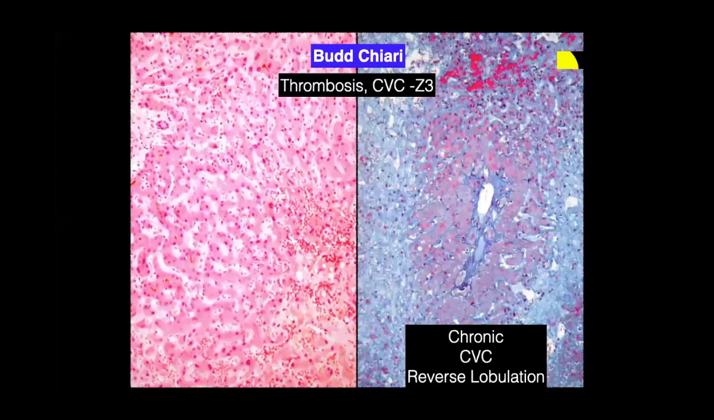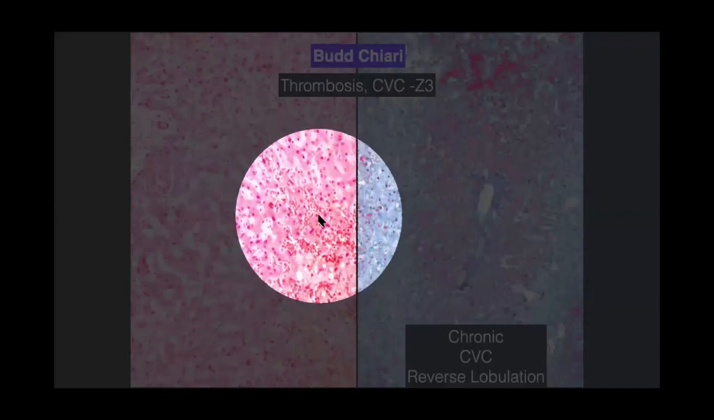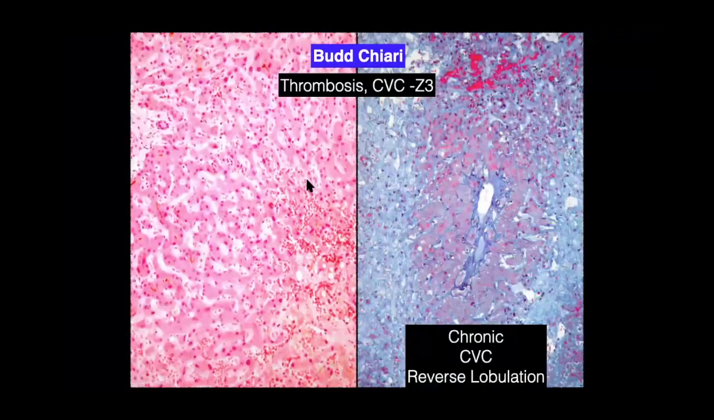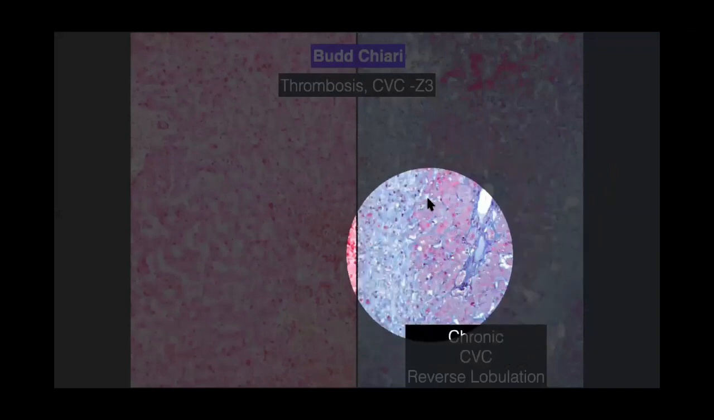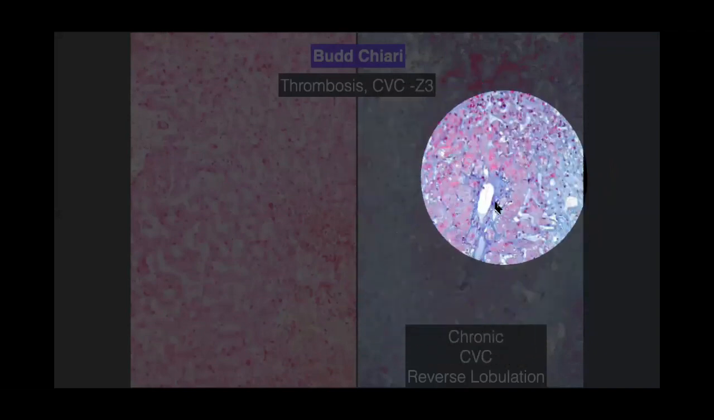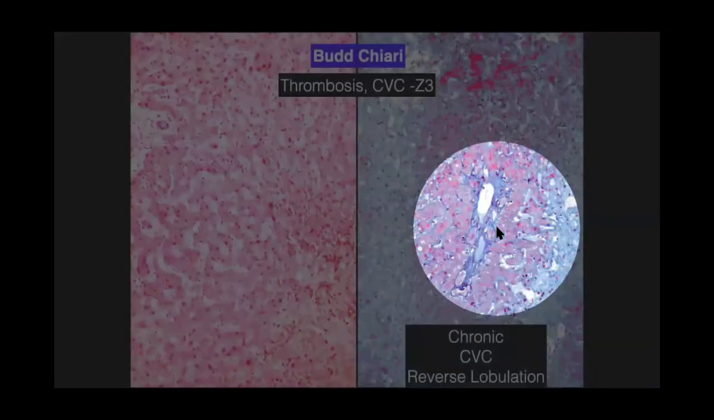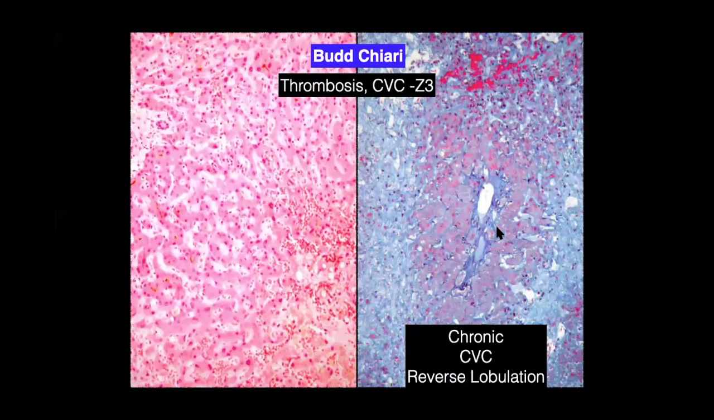So this is the Budd-Chiari syndrome. In acute, because of the obstruction of the central vein, there will be back pressure, and it will show predominantly zone 3 chronic venous congestion. In the special stain, you can see the fibrosis around the central vein. This is known as reverse lobulation that happens in Budd-Chiari syndrome.